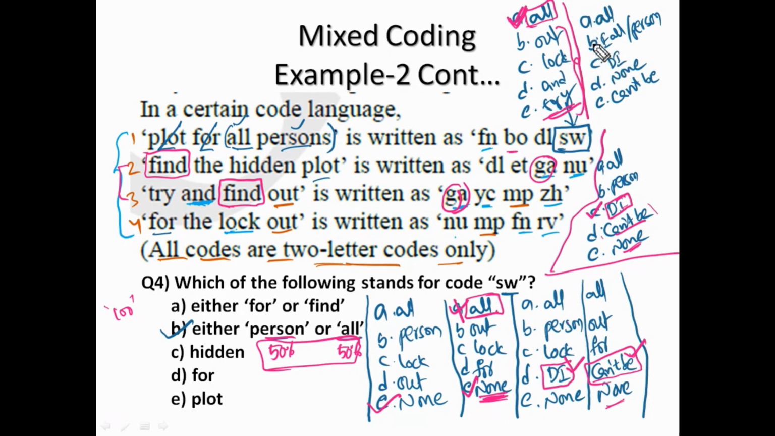So according to these options, our answer is either all or persons, because it's a 100% solution, right? All is 50% and person is 50%. Together we have 100% in the options. So that's why the answer is option B.